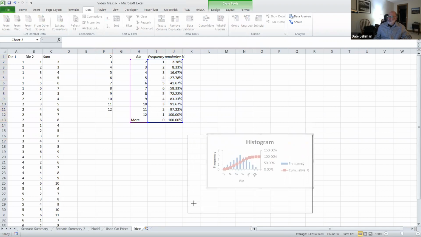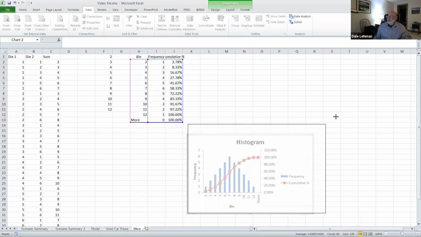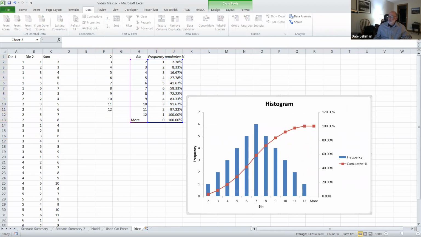Make this bigger. So what we have here is the blue bars are what would be called a frequency distribution. It shows how often different numbers come up, and you can see that 7 is the most likely outcome because there are a lot more ways of getting 7 than there are of getting 2. There's only one way to get 2. You have to get a 1 on each die. But you can get a 7 by having a 2 and a 5, or a 1 and a 6, or a 4 and a 3. There's lots of different ways.